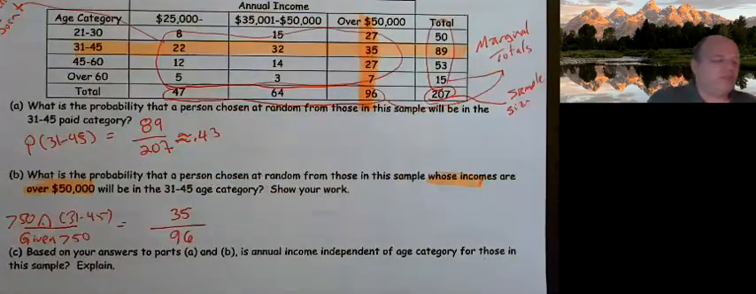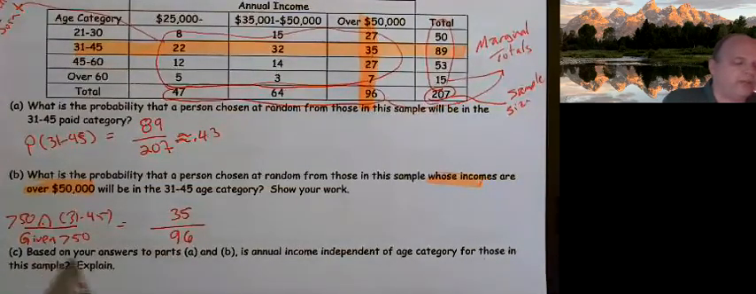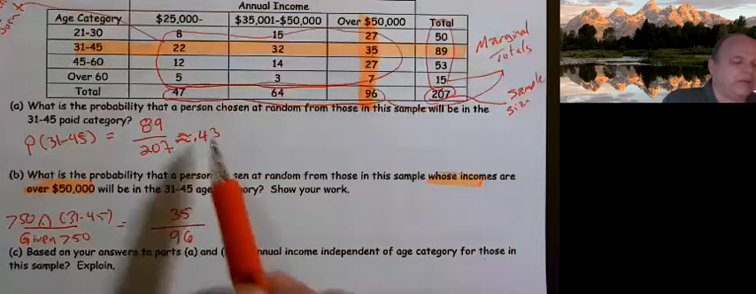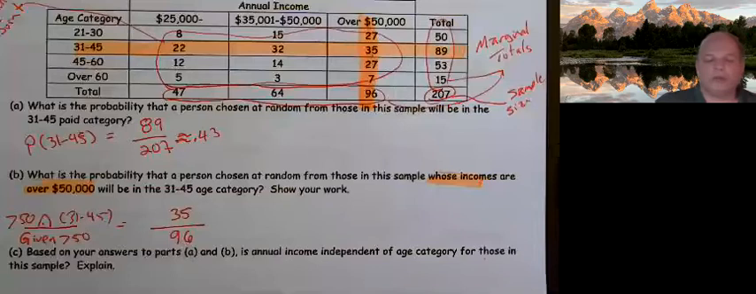All right, so based on your answers in part A and B, is annual income independent of age category for those in this sample? And explain. All right, so there's a couple ways to do this, and I'm going to show you both methods. One would get you full credit, one would get you partial credit. I'm going to show you the full credit one first, which honestly is a little bit more challenging, even though you've done the work. The way I know which one they want is this is based on your answers in part A and B, which means I need to be using those two.